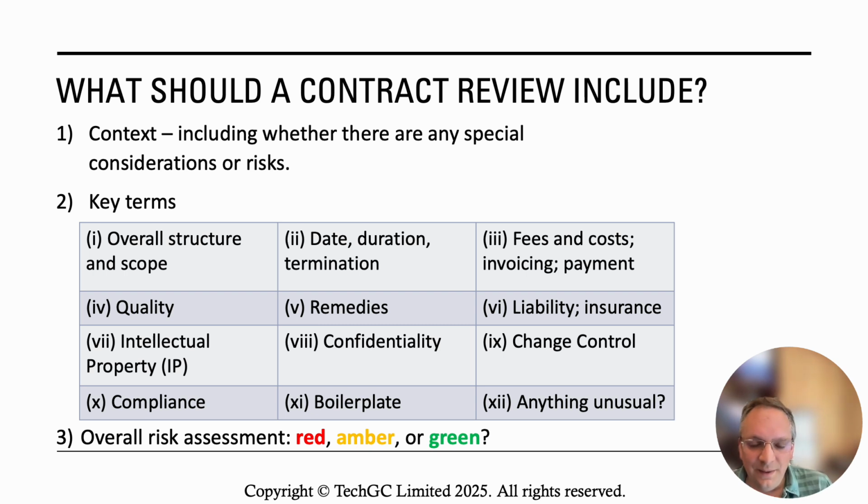Boilerplate would also include things like the right to subcontract or assign a contract, transfer it to somebody else, provisions in relation to waiving breaches, provisions relating to severing different parts of the contract if they're found to be not enforceable. And also governing law and jurisdiction can be quite a key one.